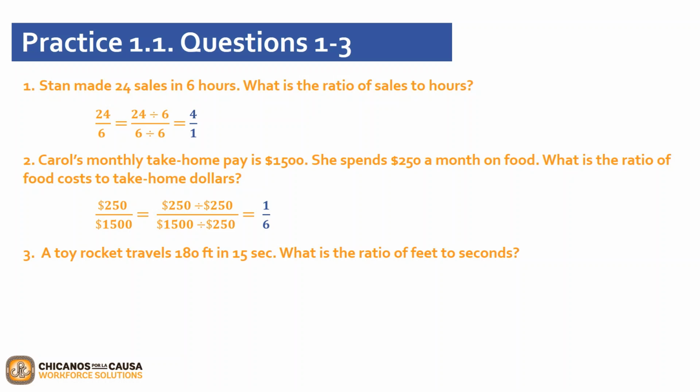We will repeat the same process as questions 1 and 2, with first writing the ratio as a fraction. So we'll write it as 180 for the numerator and 15 for the denominator. Afterwards, we'll reduce the fraction to lowest terms by dividing 15 from the numerator and the denominator. This will give us our answer of 12 over 1 in fraction form.